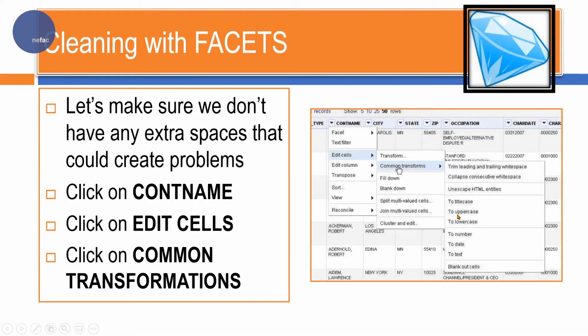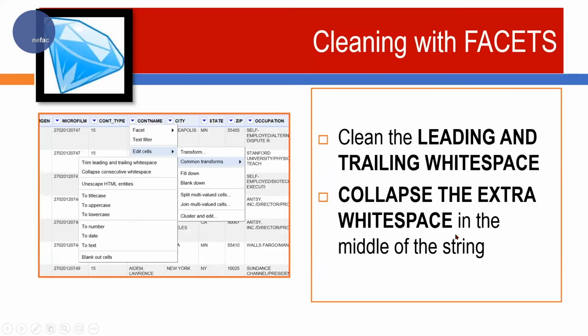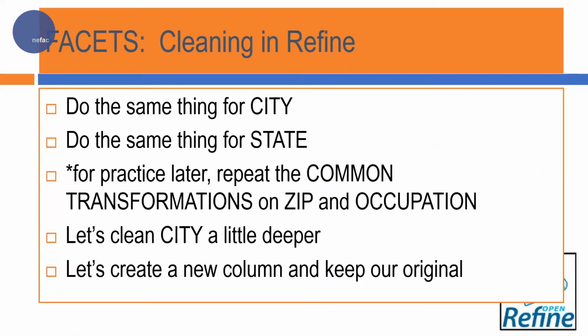I like to work in uppercase with my data. You can change the case, you can change the format of your data here. So just click on trailing, leading and trailing white space and see if you can clean any of that up. There may be none, but you just want to do a double check. And then for practice later, go ahead and do the same thing on other columns like city and state.